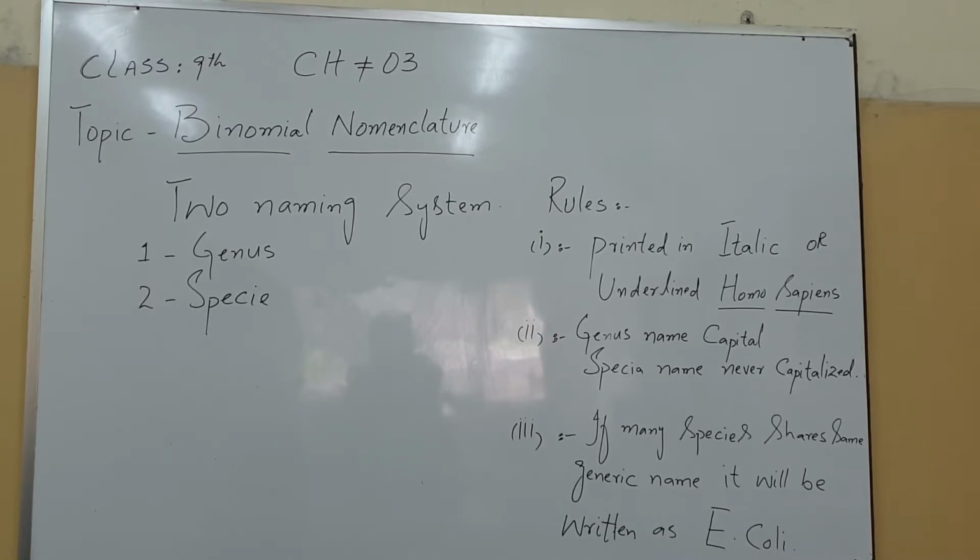The two-naming system consists of two parts. Number one, the genus, and the second one is the species. Genus name or generic name, and then the species name. Each organism will have two names throughout the world, and that is the genus name and the species name.